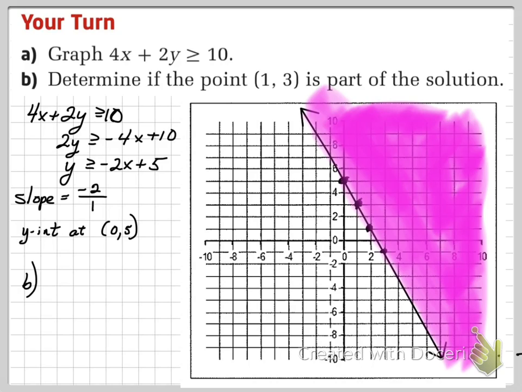Is the point (1, 3) part of the solution? Substitute 1 for x and 3 for y. Notice that you're going to get 4 plus 6 is greater than or equal to 10. Is 10 greater than or equal to 10? Well, it's equal to 10. So the solution point (1, 3) is part of our solution.